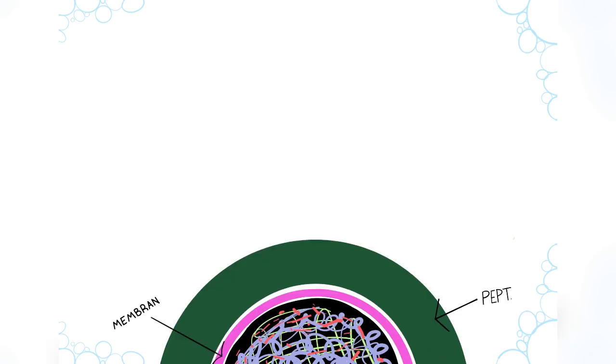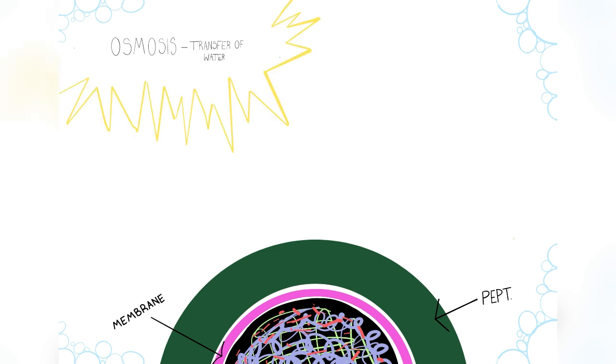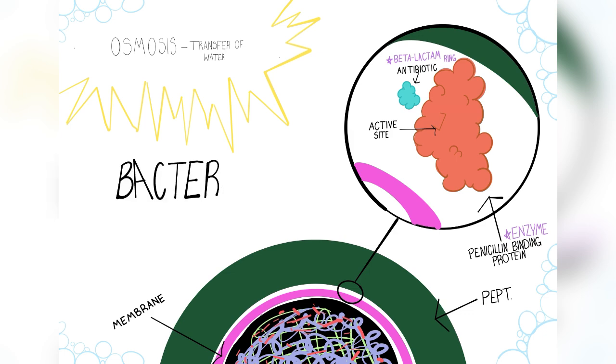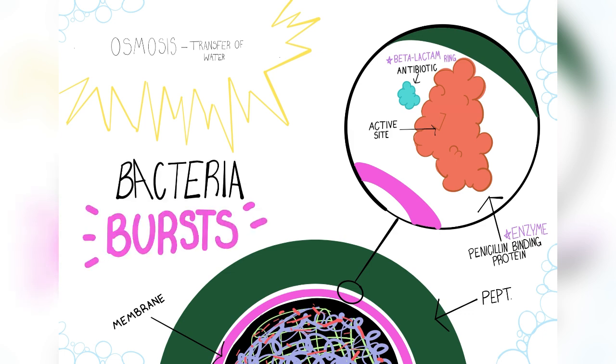This shows a gram-positive bacteria with peptidoglycan and a membrane. Bacteria are constantly going through osmosis, or the transfer of water in and out of the cell. The peptidoglycan layer allows for structural support against this pressure. In the cell, there is a penicillin-binding protein. Penicillin antibiotics find the penicillin-binding protein's active site and bind to it. The beta-lactam ring opens and binds to the active site. This prevents the proper formation of the peptidoglycan layer, and the bacteria bursts.